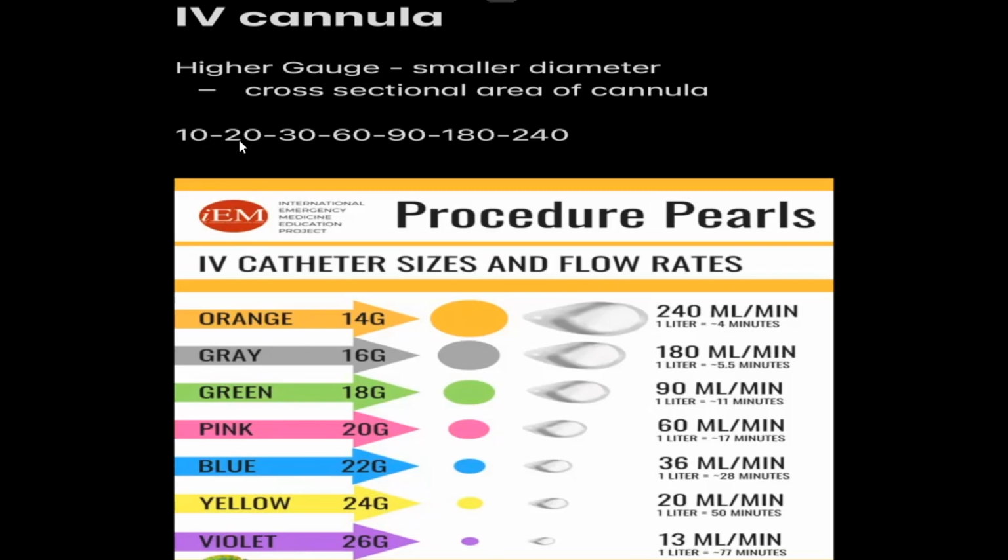I just remember it as 10, 20, 30. 10, 20, 30. Because 10 times 2 is 20. 20 to 30. 30 times 2 is 60. 30, 60, 90. Then 180 and 240. I know this is quite silly, but sometimes it can come up in MCQs. An IV cannula of 18 gauge can deliver 90 ml of fluid per minute. It can come out, so just remember this.